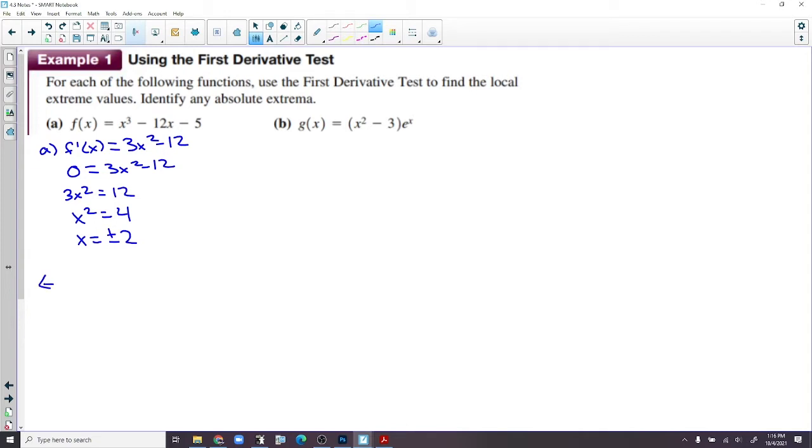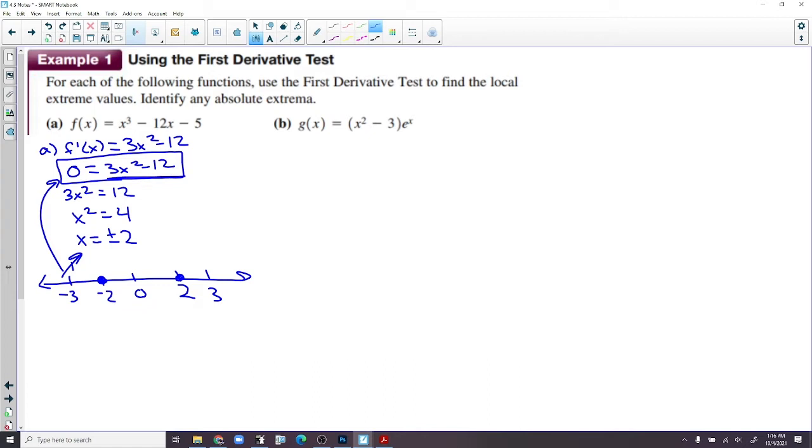We're going to throw that on a number line. We get negative 2 and 2, and those are the potential mins and maxes. So we'll test negative 3, 0, and 3, and we're going to plug that into the first derivative. So negative 3 into the first derivative is 27 minus 12. Well, that's positive, so the function is increasing. When we plug 0 in there, we get negative 12, so then the function's decreasing. 3 in here, and that's positive, so the function's increasing.